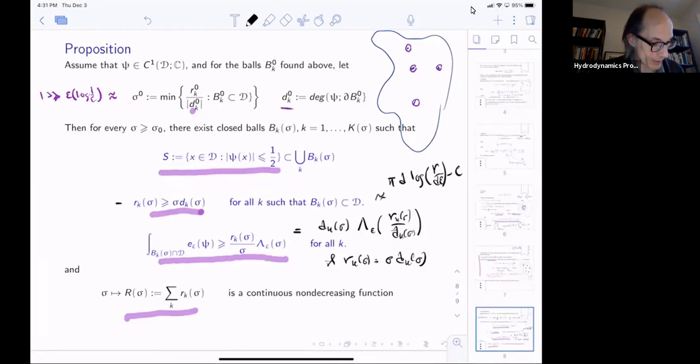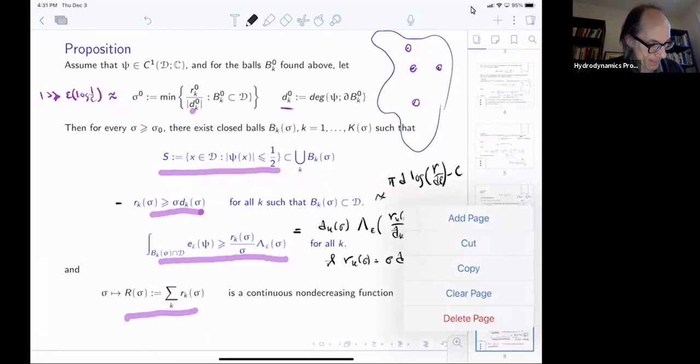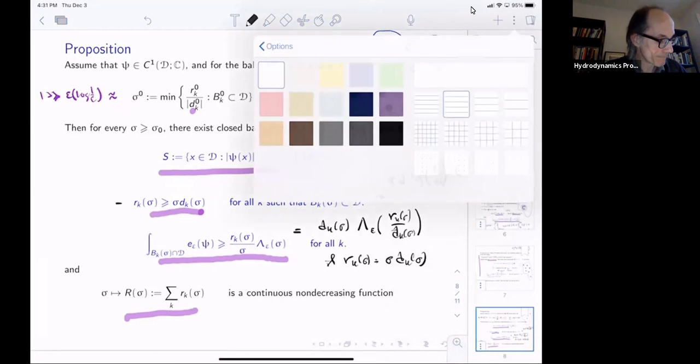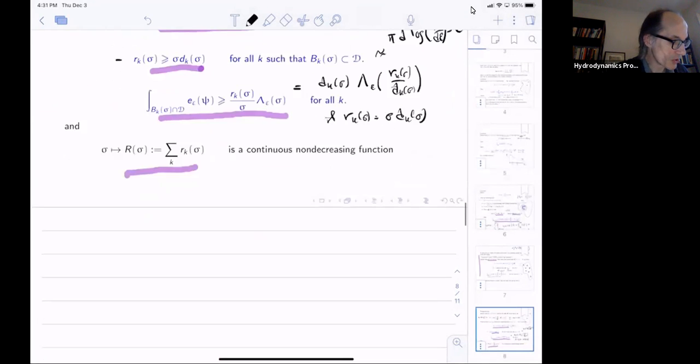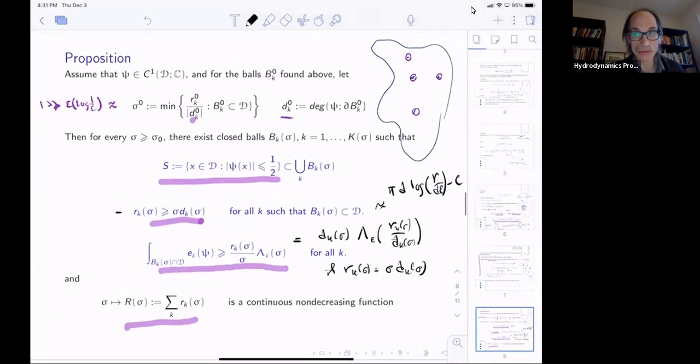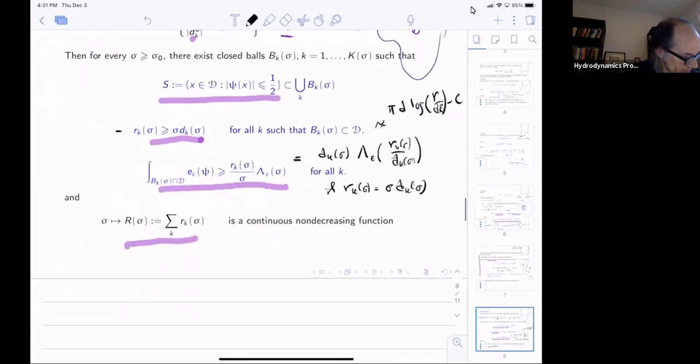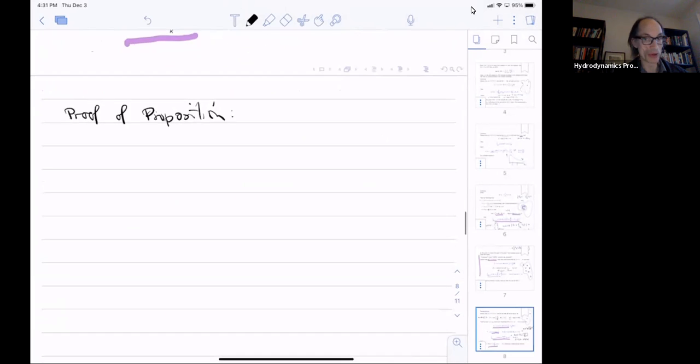Let's see if we can sketch the proof of this. Okay, and so I'd like to prove this. So, proof of the proposition. Are there any questions or anything? Okay, let's see if we can do it like this.